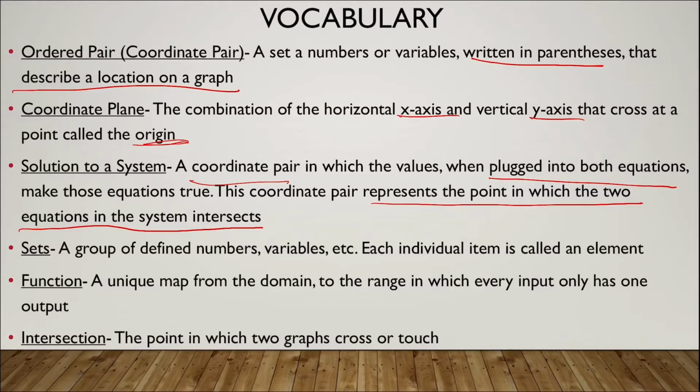A set is a group of defined numbers, variables, etc. Each individual item is called an element. A function is a unique map from the domain to the range in which every input only has one output. An intersection is the point in which two graphs cross or touch.